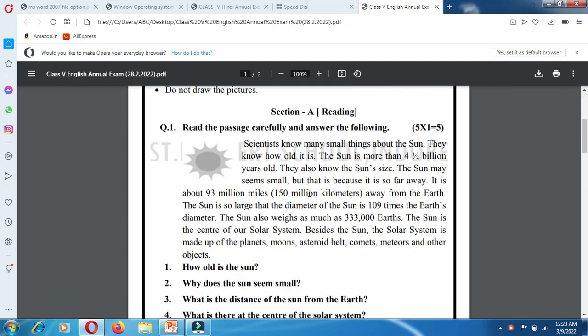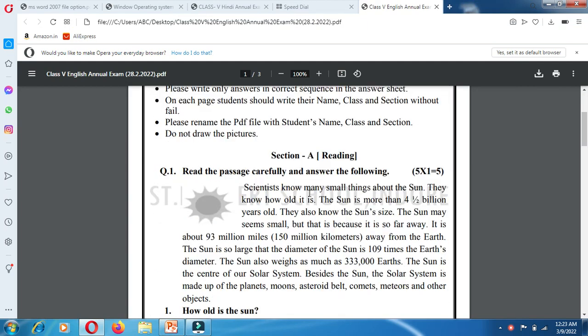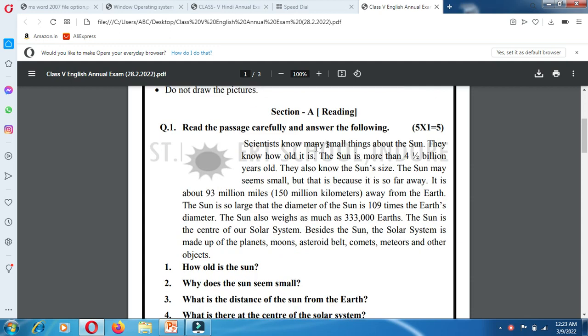पहला सेक्शन है रीडिंग सेक्शन है. Read the passage carefully and answer the following. Scientists know many small things about the Sun. They know how old it is. The Sun is more than 4.5 billion years old. They also know the Sun's size. The Sun may seem small, but that is because it is so far away. It is about 93 million miles, 150 million kilometers away from the Earth.